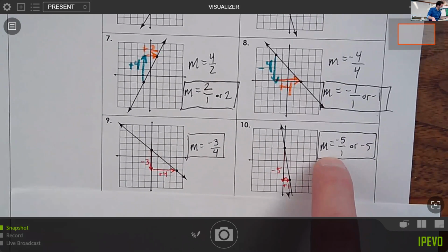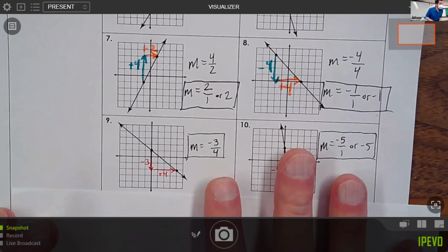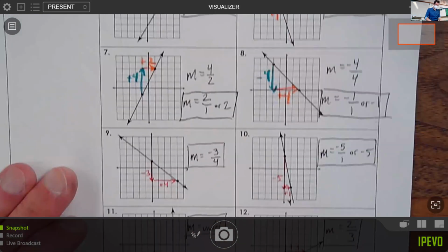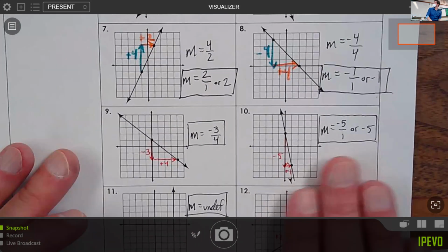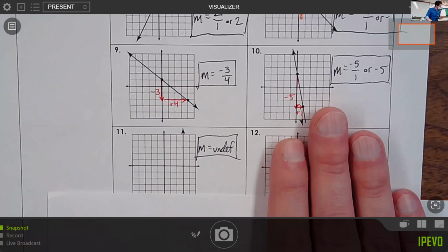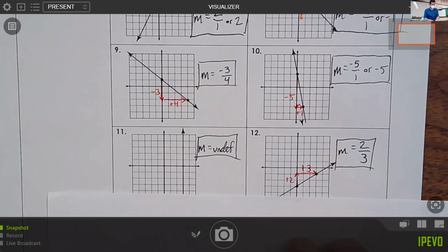Next, let's go to L. What do you have for number 11? Undefined. Good. Undefined for number 11 because it's a vertical line, and vertical lines are undefined. Let's see. 12. Emmanuel, do you have something for number 12? 2/3? Yeah, nice. From here to here, up 2 over 3, 2/3. Perfect. Positive slope.